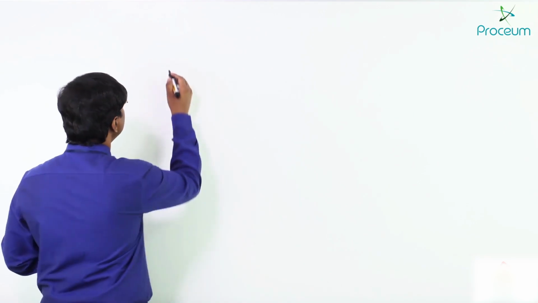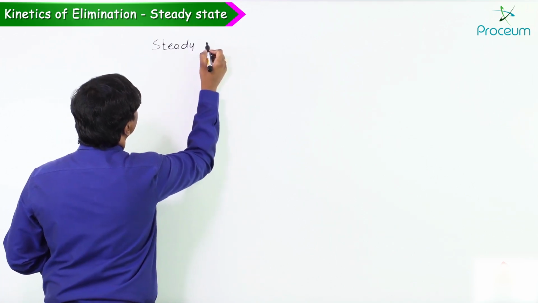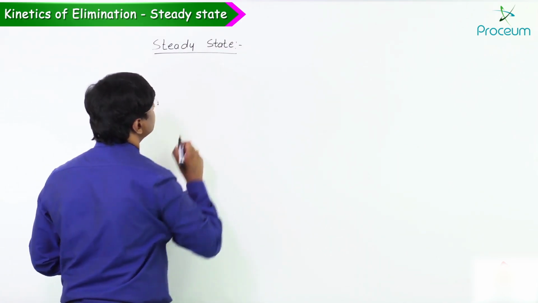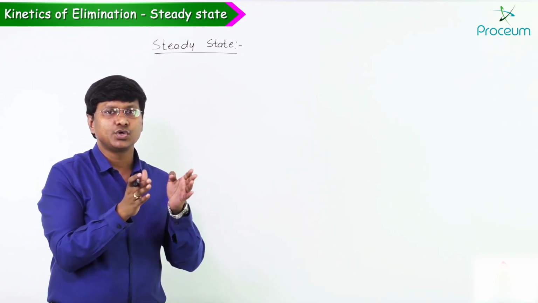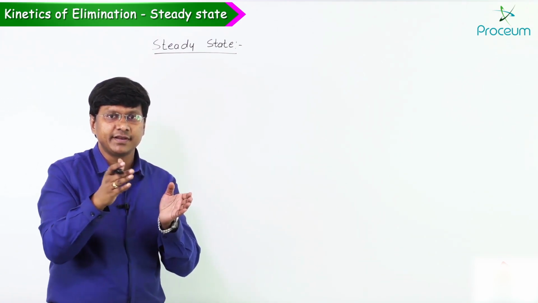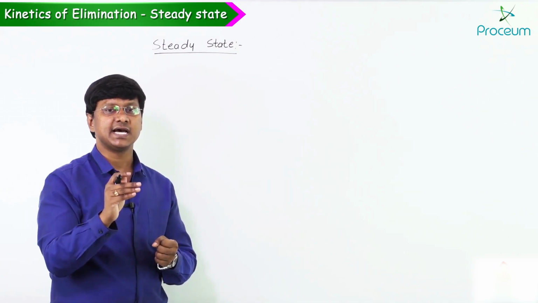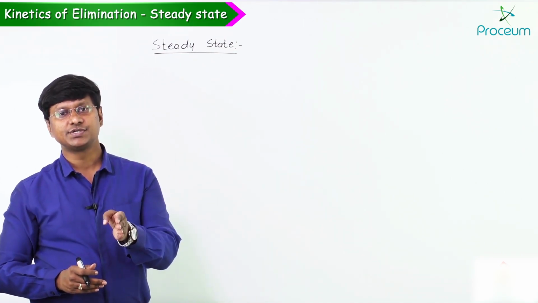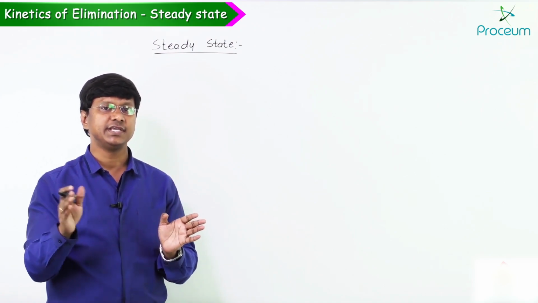Now, after having discussed the half-life, let me discuss what is called the steady state. If a fixed dose of the drug is administered at regular intervals, what will happen? The plasma concentration of that particular drug starts increasing. However, as the plasma concentration rises, the rate of elimination also starts rising.